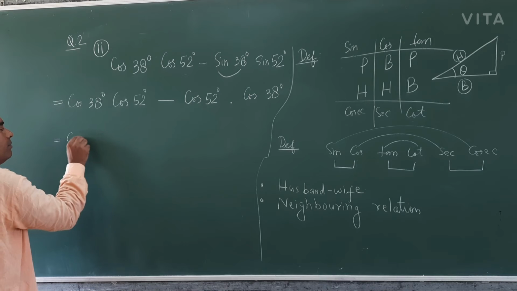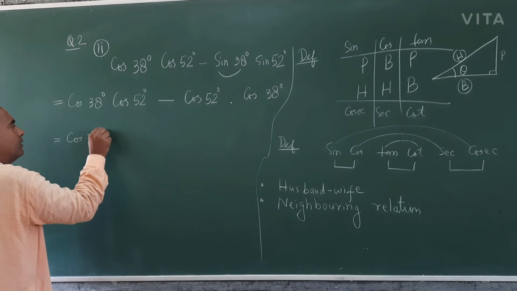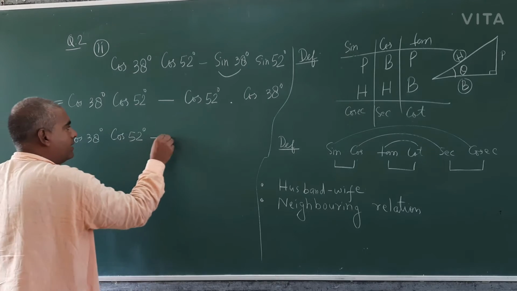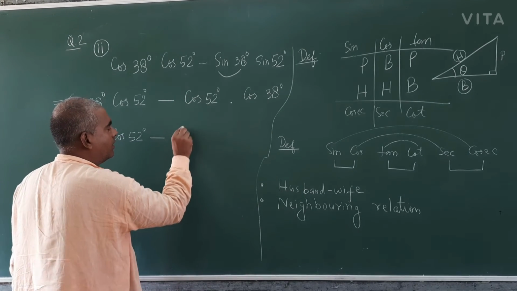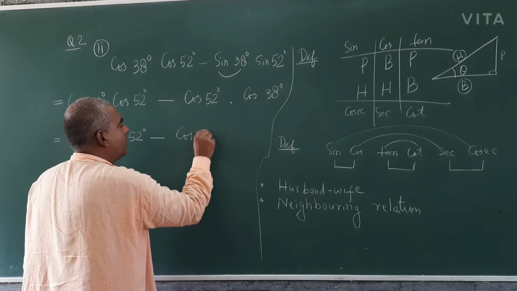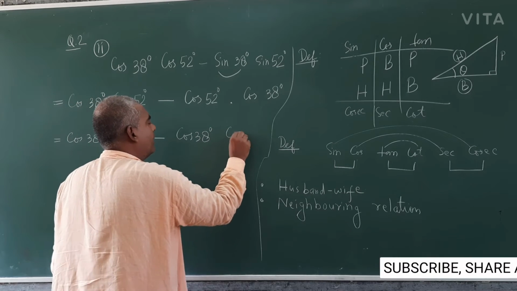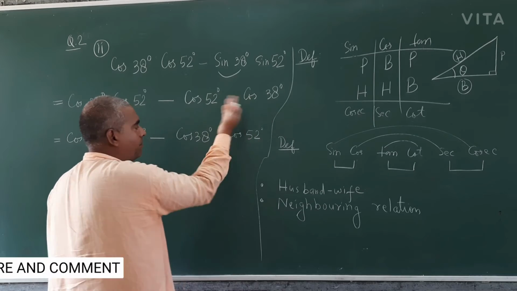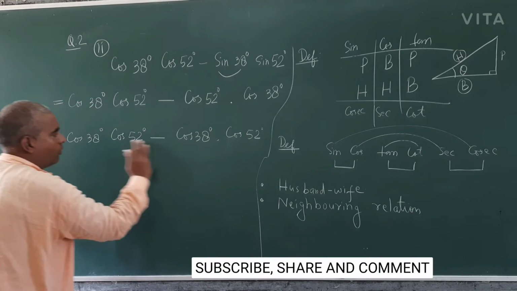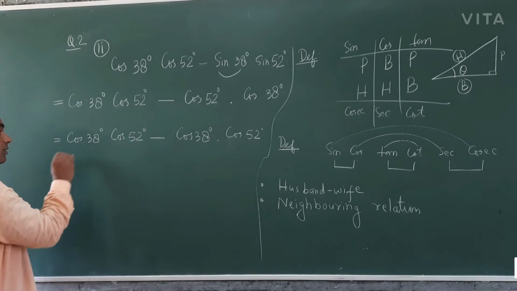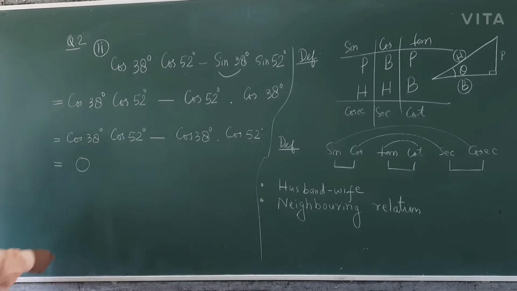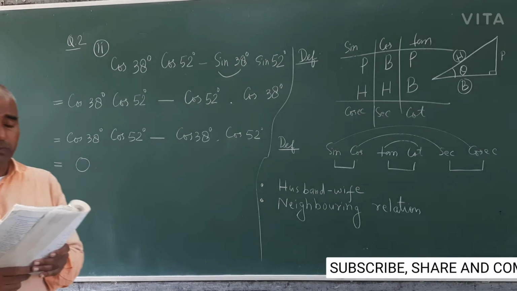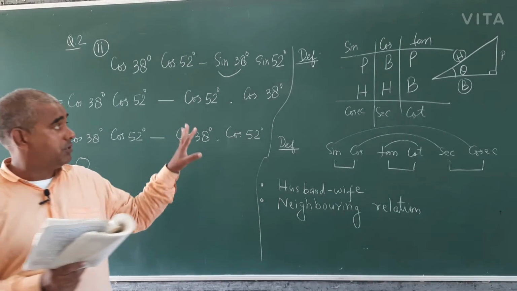So you can write both are equal, cos 38 degree and cos 52 degree minus, you can change this now, because cos 38 and cos 52, I have changed a into b, b into a, both are equal. So these all are equal now. It appears to be equal, so 0. Otherwise you may cut it also. So this was question number 2.